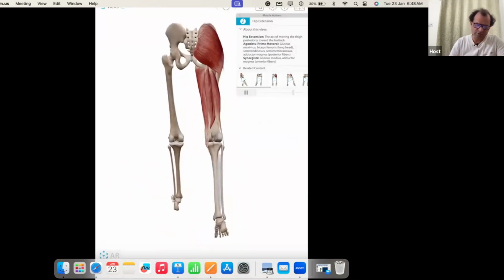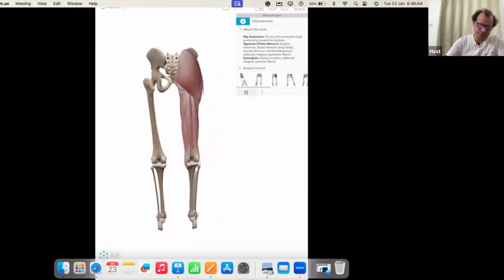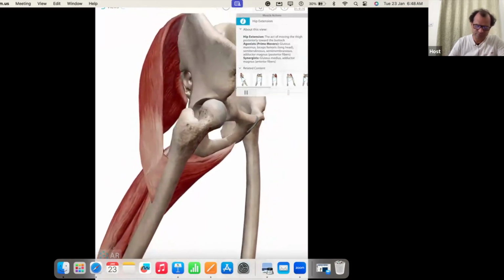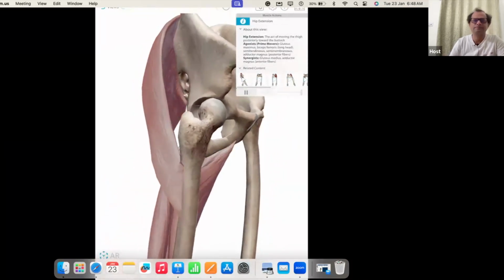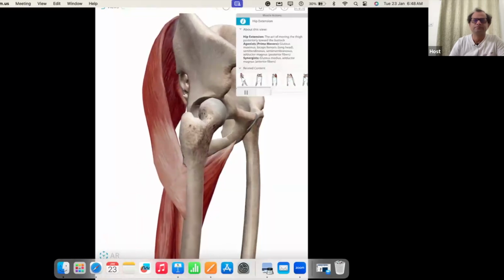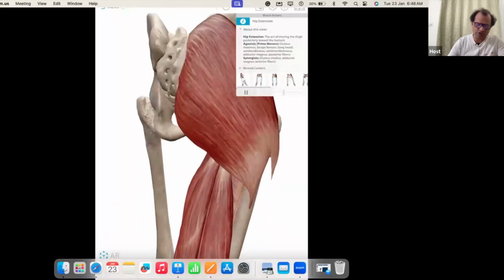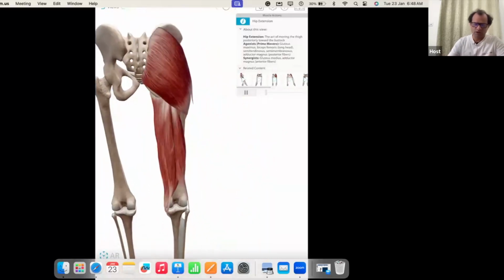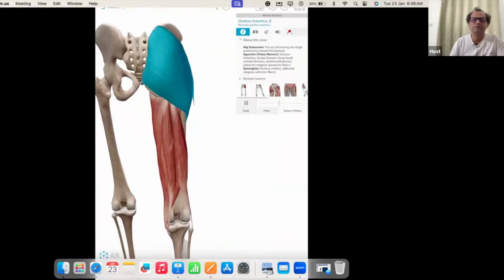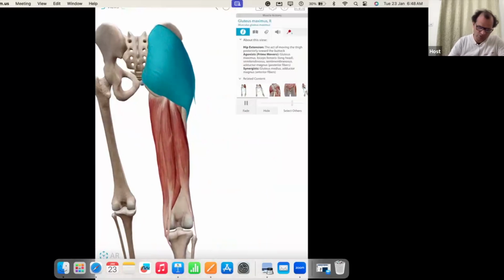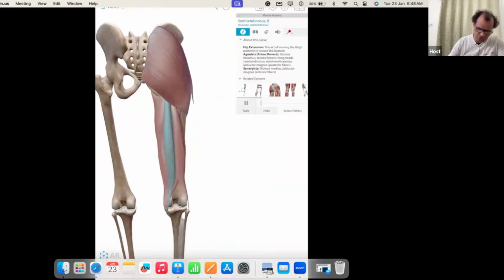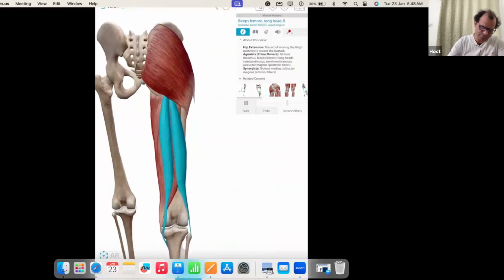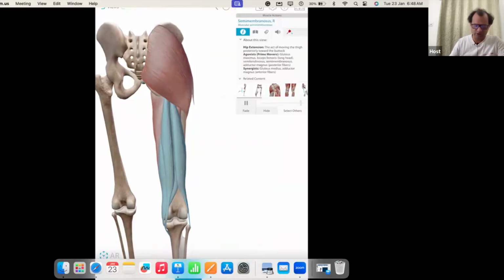We can see this movement is happening on the hip joint, so it is called hip extension. Only two muscles we have to remember. Number one, gluteus. And number two, the group of hamstring muscles. The hamstring muscle is the group of three muscles.